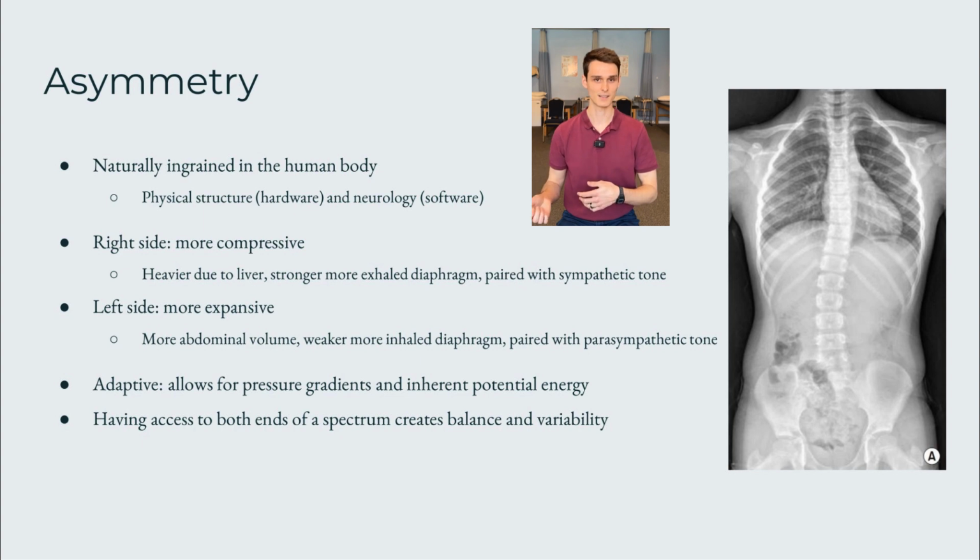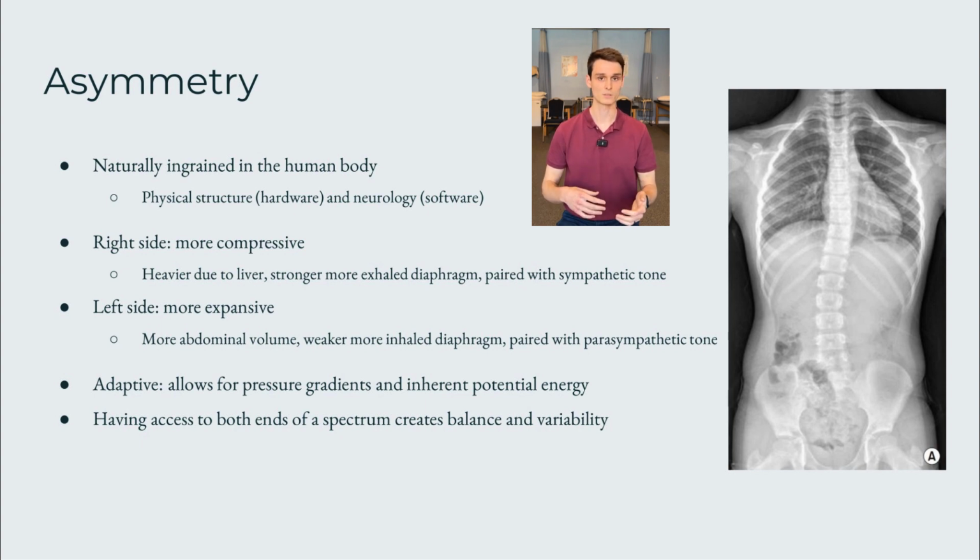Asymmetry is a concept that is foundational to the PRI or postural restoration treatment approach. They talk a lot about how the human body is naturally asymmetrical and how that's not a bad thing. Our physical structure, like our hardware, as well as our neurology or our software, naturally biases one side of the body to have certain roles and the other side to have complementary roles.